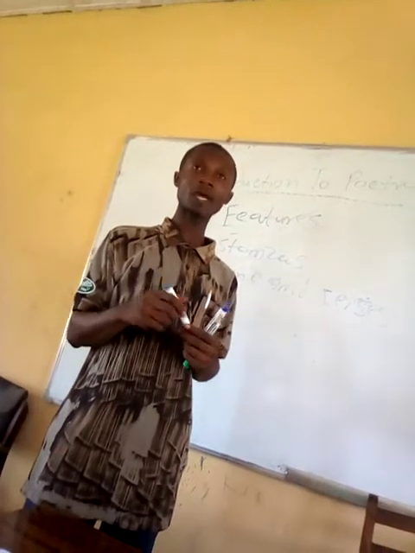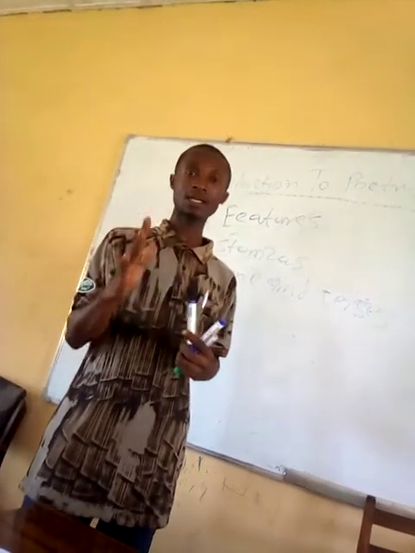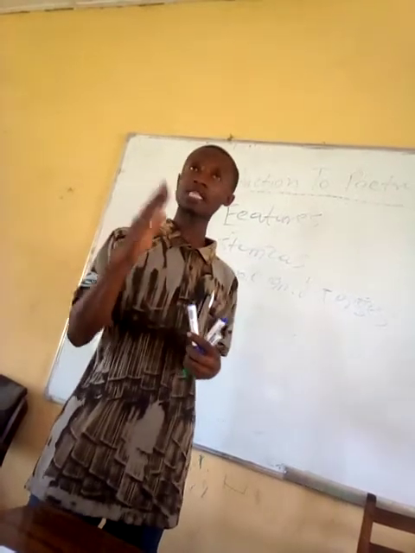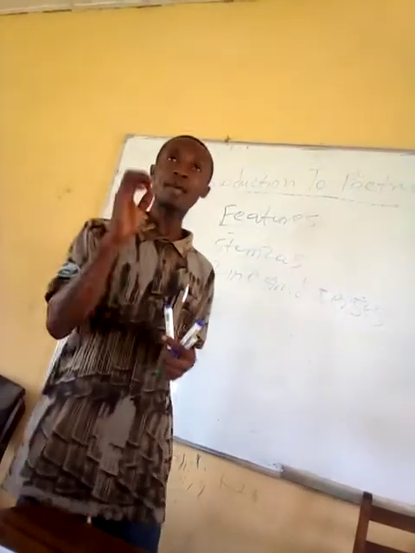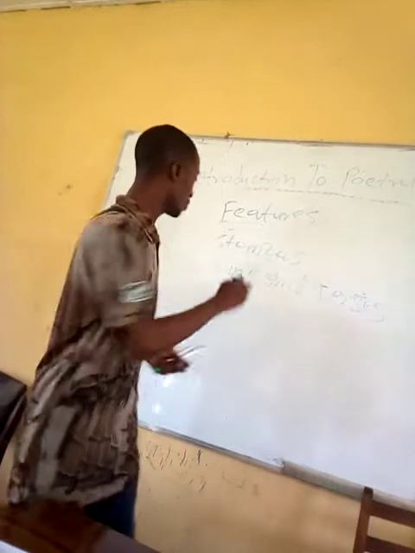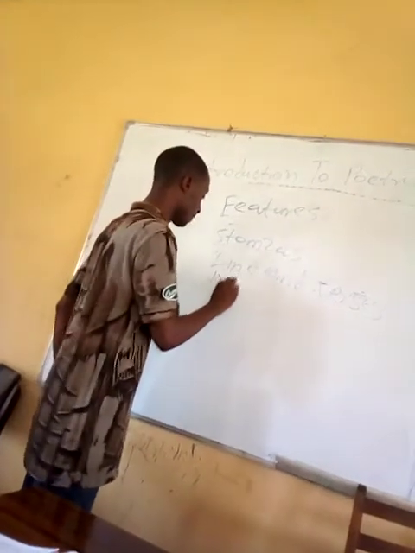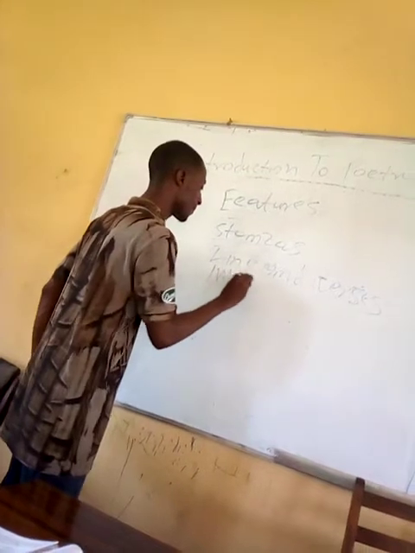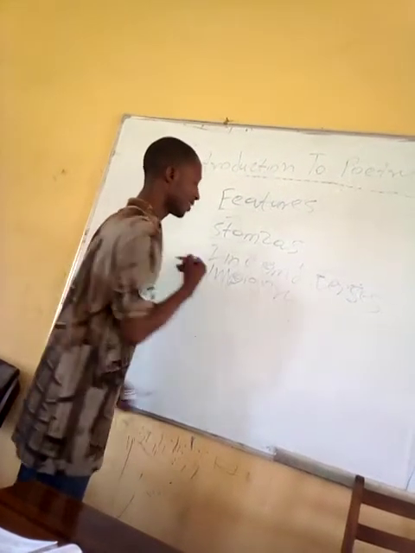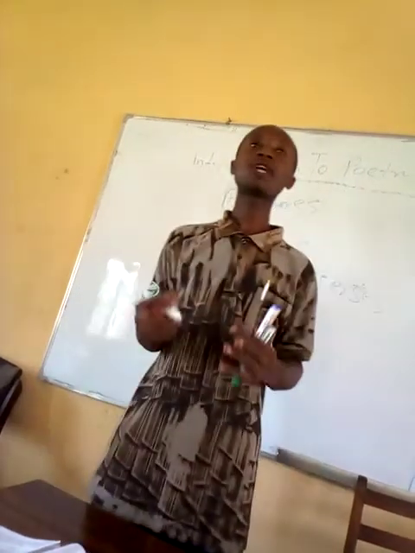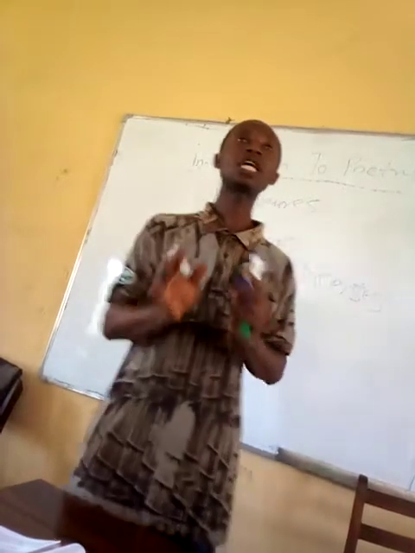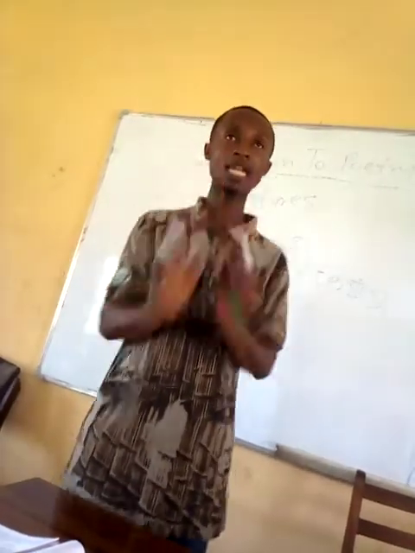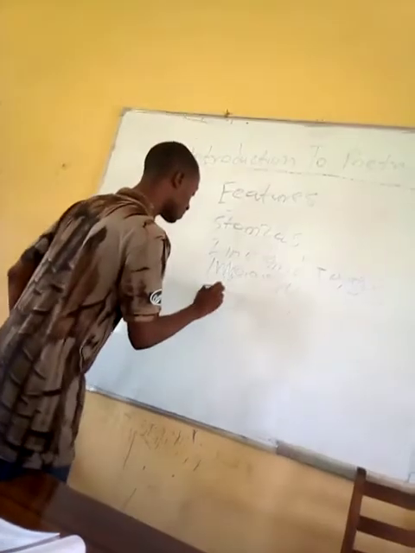The language of poetry is condensed. That means it is economical in nature. Poetry makes use of imagery. Imagery is another feature of poetry. Another feature is that poetry is written in condensed language, which means the language of poetry is economical in nature.